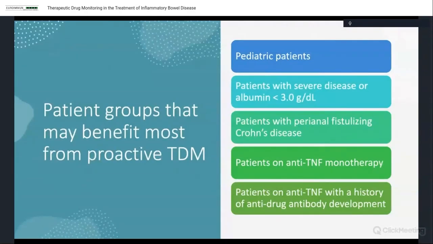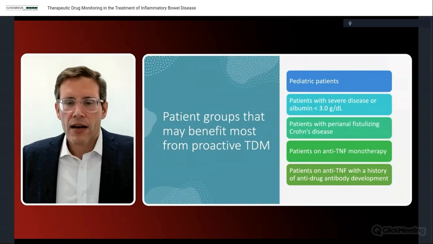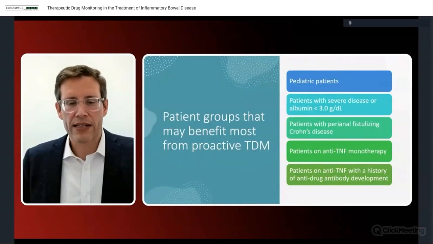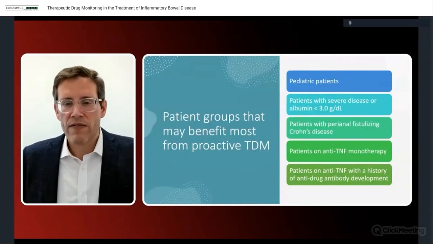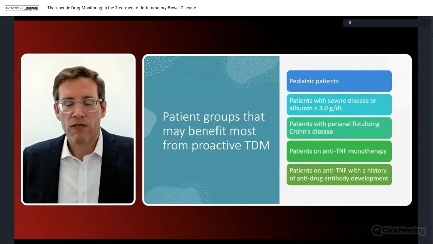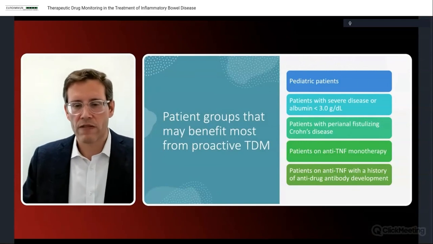So I think that these statements give us a little more guidance. I think there are some patient groups that may benefit most from proactive TDM, and of course the best evidence is in anti-TNF therapy. So one is pediatric patients. They continue to grow and develop physiologically, and we don't have as great data about their drug pharmacokinetics. I agree that patients with severe disease may benefit more from proactive TDM. And one marker of that may be a low albumin, less than 3 grams per deciliter, that may be reflective of the high protein leak in more severe patients.